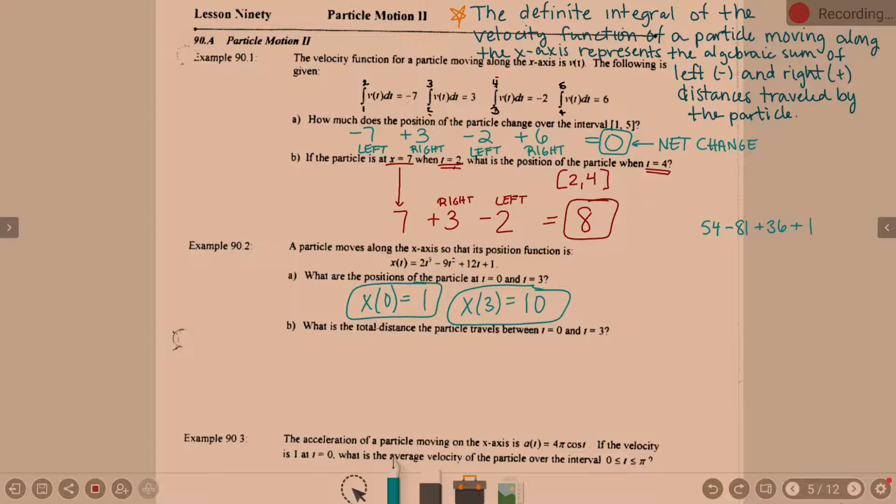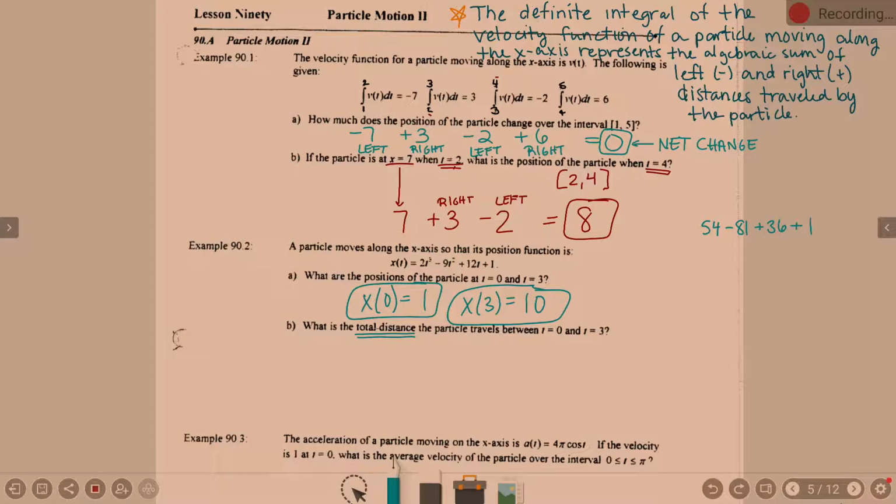So we could say the net change was 9, but we don't know if that's the total distance. Right, and that's the catch, is that you have to notice they're asking for total distance. The net change, if we go back to the original question A from the previous one, how much does the position of the particle change over the interval? It has a change because it starts at 1 and ends at 10, but what's it do in between?